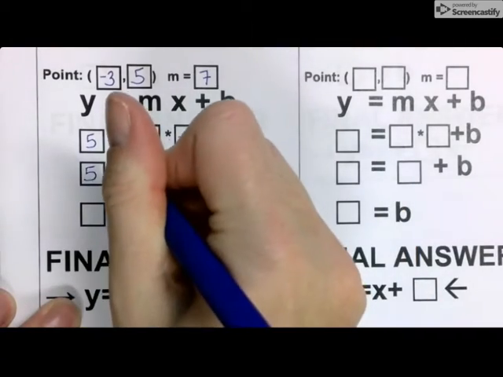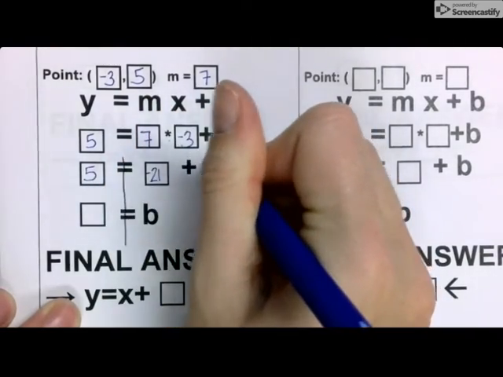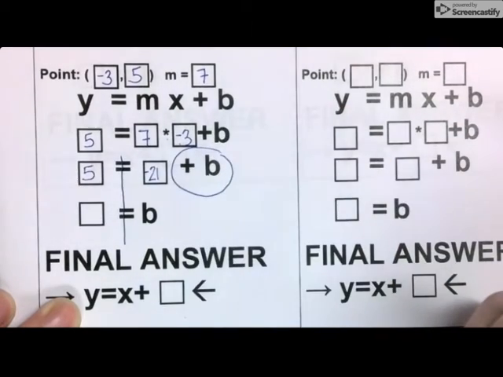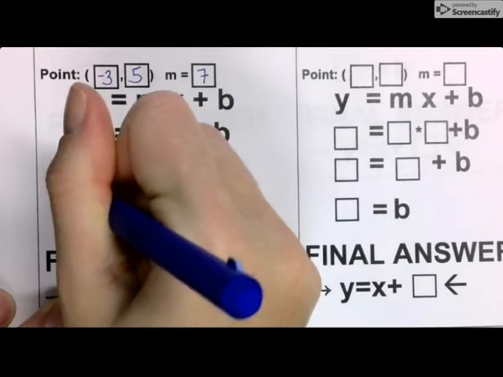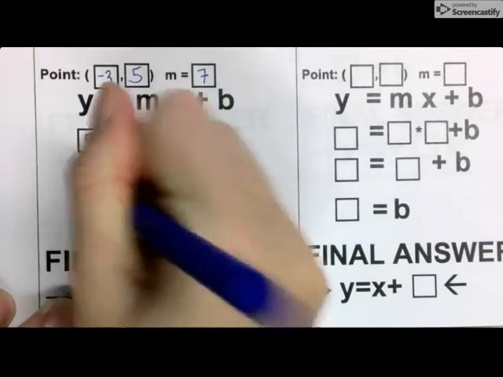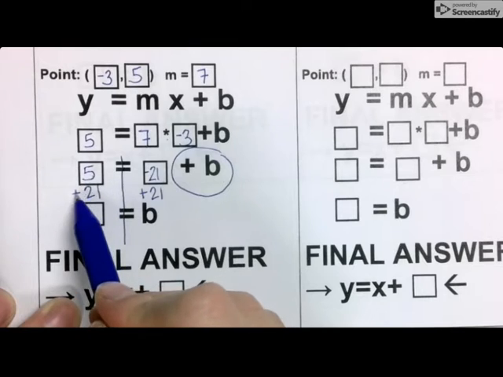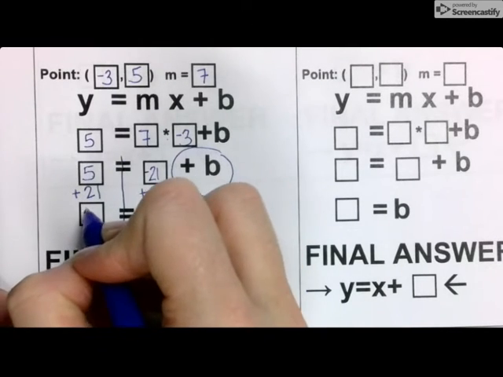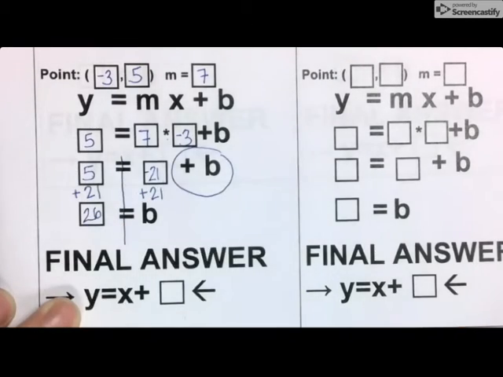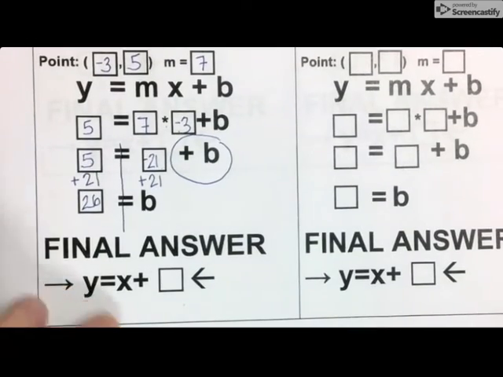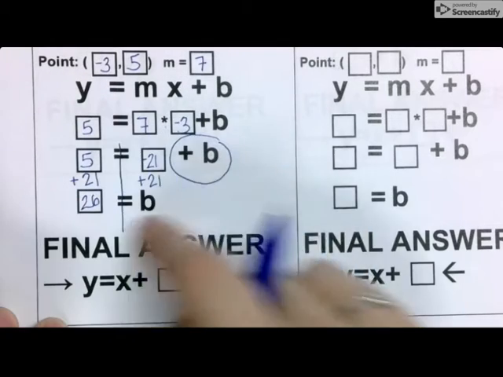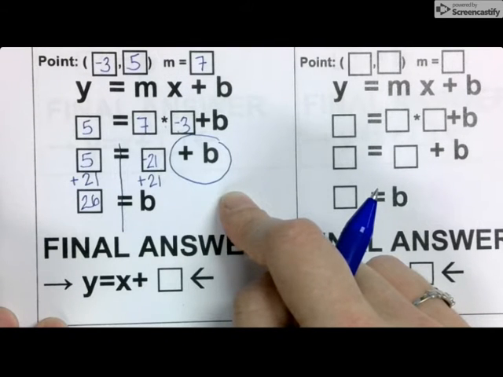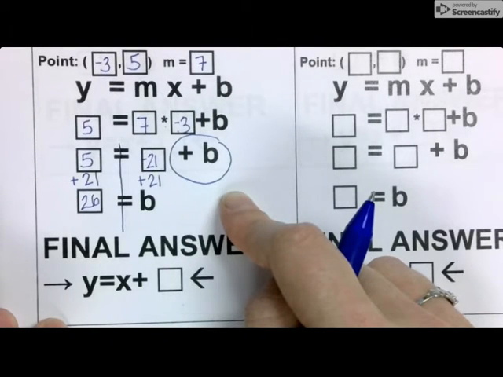How do I get b alone? Draw my line. Circle what I want to get alone. What's the inverse of -21? +21. And what is 5 plus 21? 26. Okay? Again, none of this should be any different than you did before.